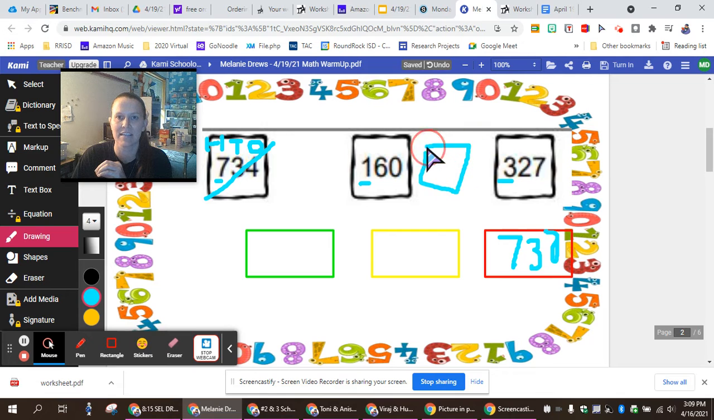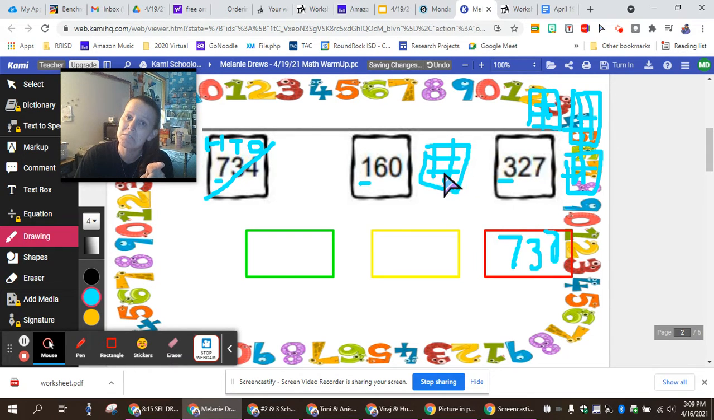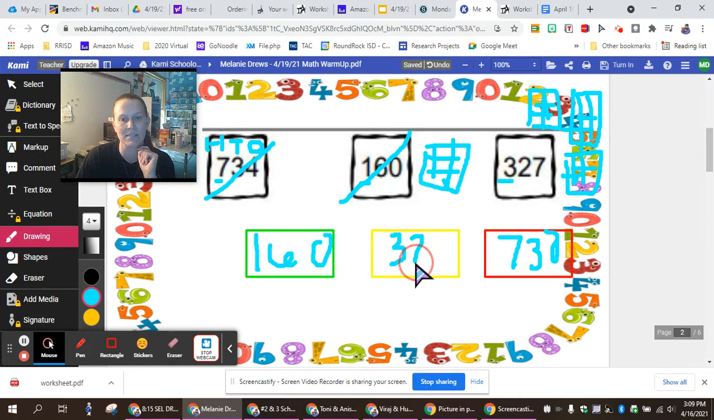Okay, so again, I'm picturing it in my head, and hopefully you are too. This one has 100, and this one over here would have 300s. So if I look at that, then this one definitely is the least. So I'm going to put 160 down here in the least. And then I'm going to put my last one in the middle because I'm only ordering 3 of them. Okay, and I've used them all.